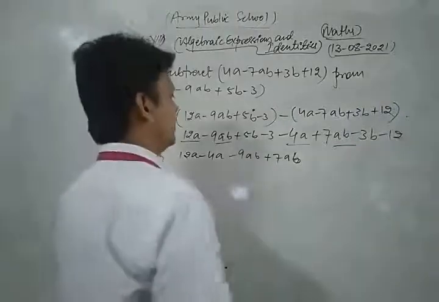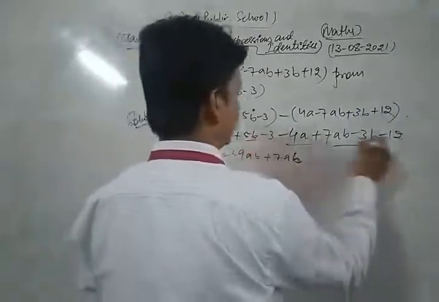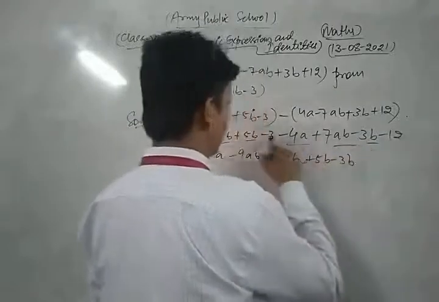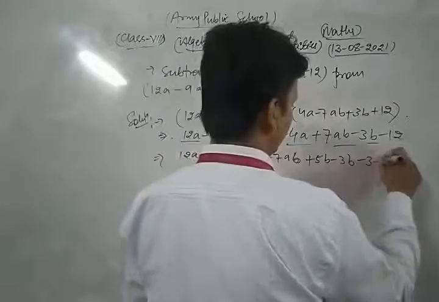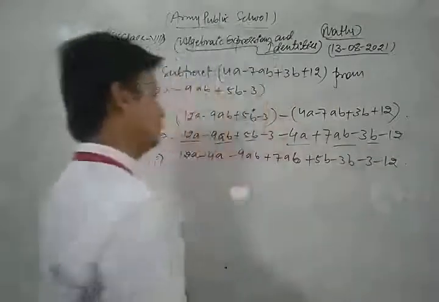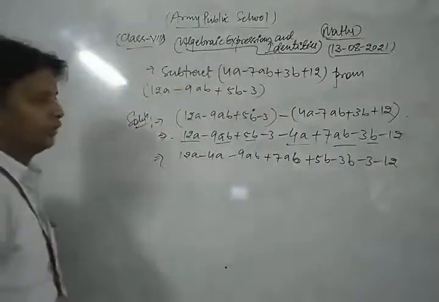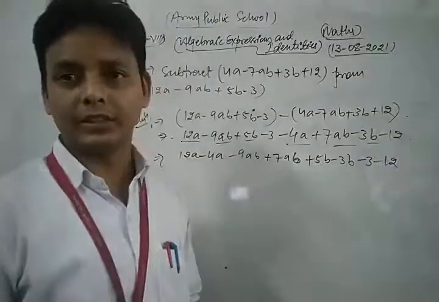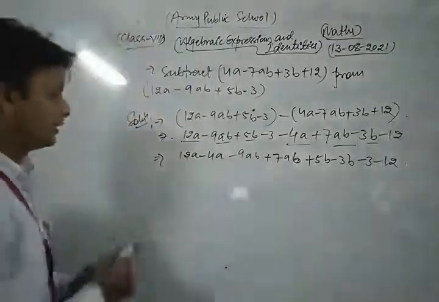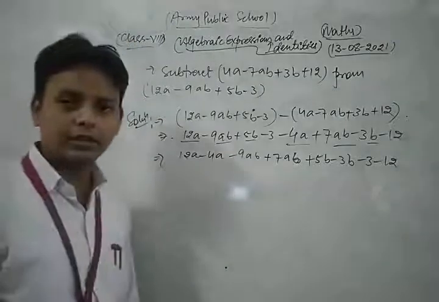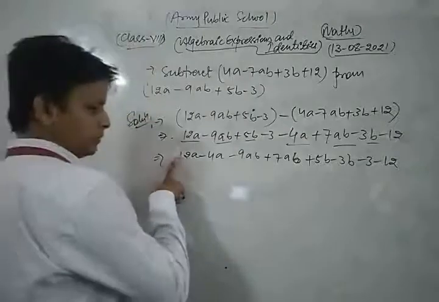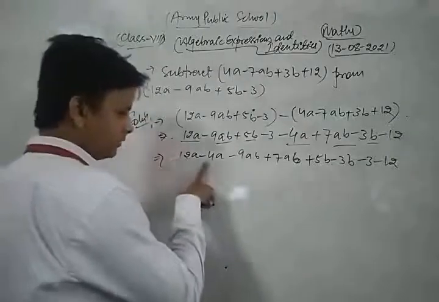Now we collect these terms. This is plus 5b and minus 3b, these are also like terms, and minus 3 and minus 12. In this way, first of all, we arrange the given algebraic expression according to its like terms. Now we apply the general rule of subtraction and addition. Look here, this is plus 12a, this is what?